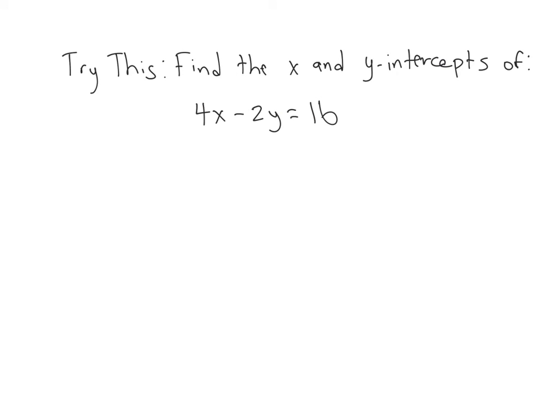All right, go ahead and try this on your own. Find the x and y intercepts of 4x minus 2y equals 16. I'm going to go ahead and start you off. Go ahead and find the x-intercept of that equation first. So start by finding the x-intercept of 4x minus 2y equals 16 and enter your answer when you're ready.